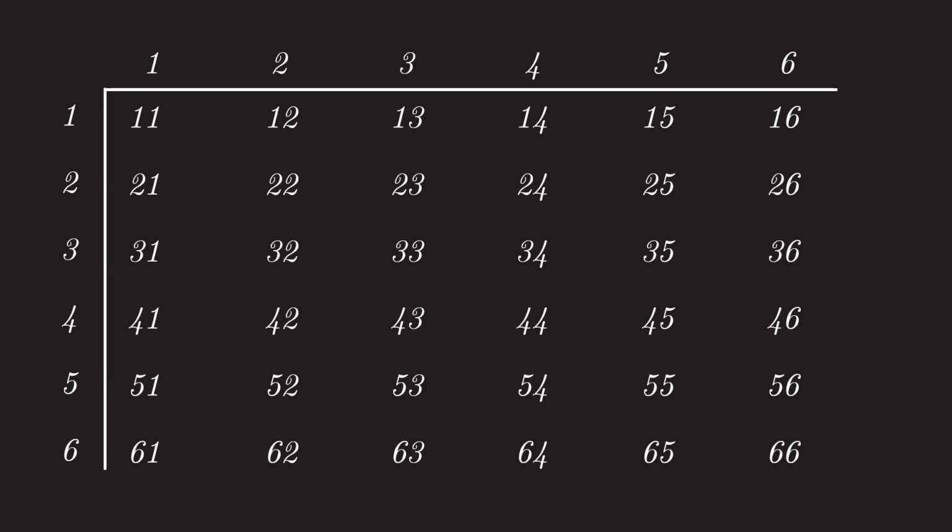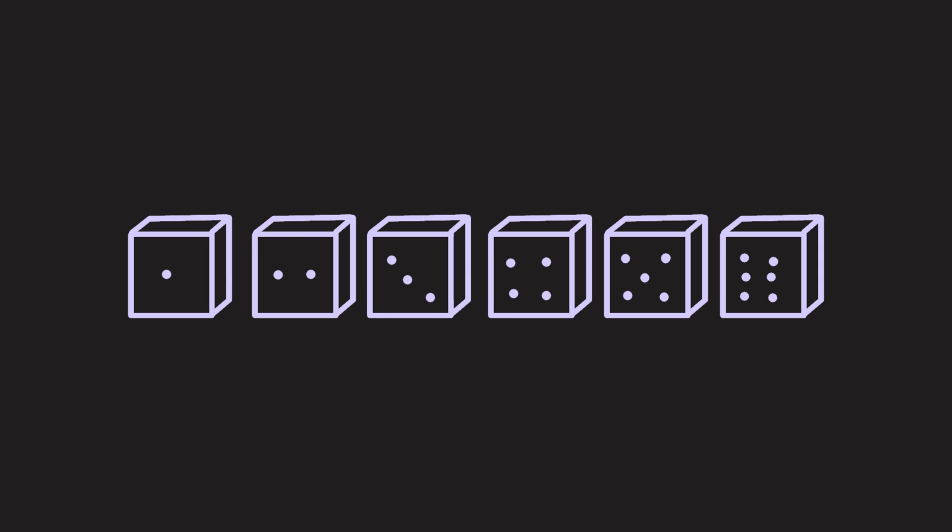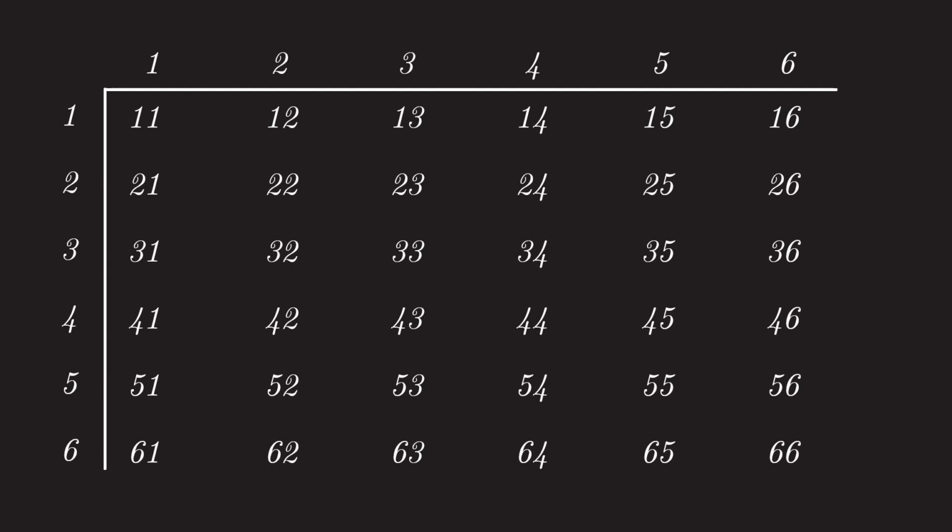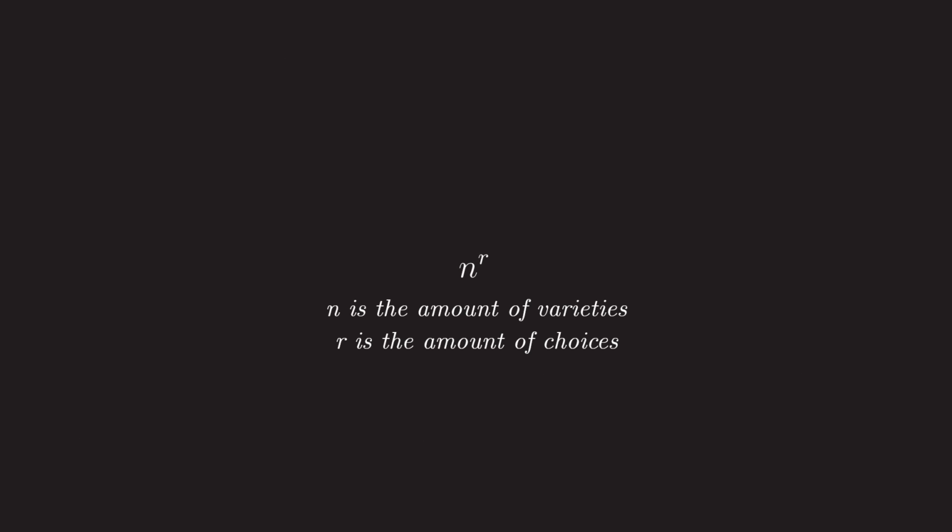Let's say you want to know how many possible outcomes you could get from rolling 2 dice. Well, you can graph it like this. Basically, when you have X varieties of a thing, you need to choose between X things every single time. So when you're rolling a die, there's 6 possible outcomes. And when you're rolling the second die, you add 6 more possibilities to every one of those outcomes. You can simplify this into an equation where R is the amount of choices and N is the amount of varieties.